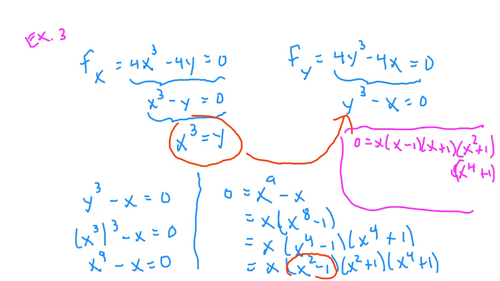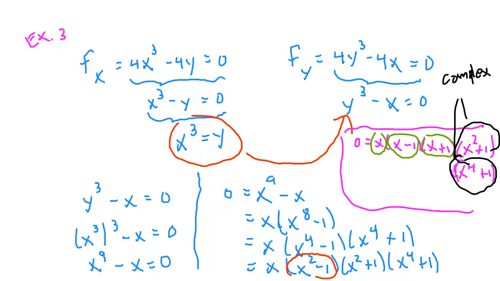Okay. Well, so the roots or the zeros of the function are going to come from these three factors: x, x minus 1, and x plus 1. The other two factors, x squared plus 1 and x to the fourth plus 1, have complex roots. They don't have real roots. How many remember complex roots?